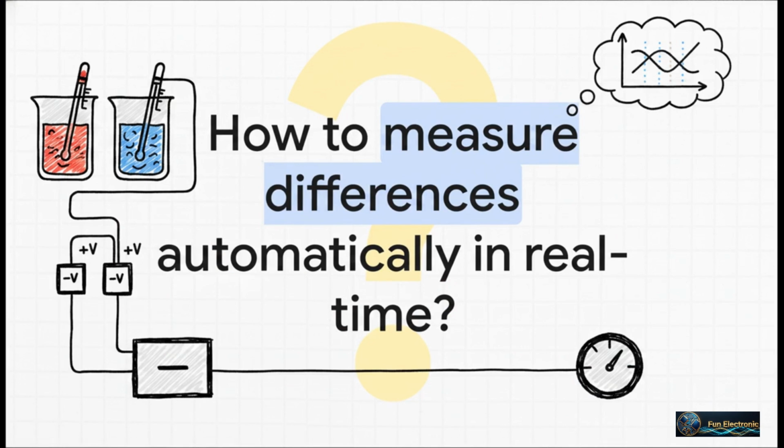So, let's kick things off with a little puzzle. Picture two containers of water, right? And they're at totally different temperatures. You want to measure the exact temperature difference between them instantly, in real time. Now, dropping a sensor in each container gives you two varying voltages. But how on earth do we isolate just the difference between those two signals?